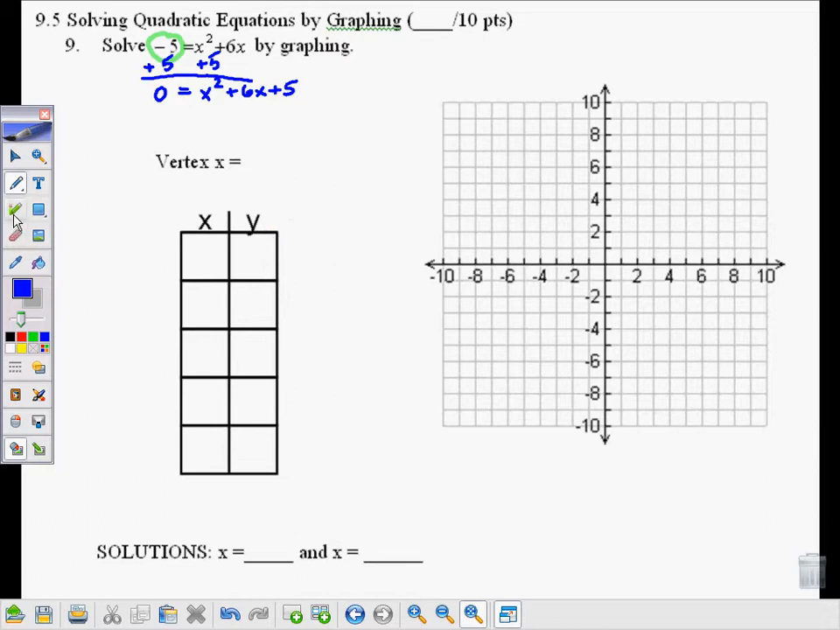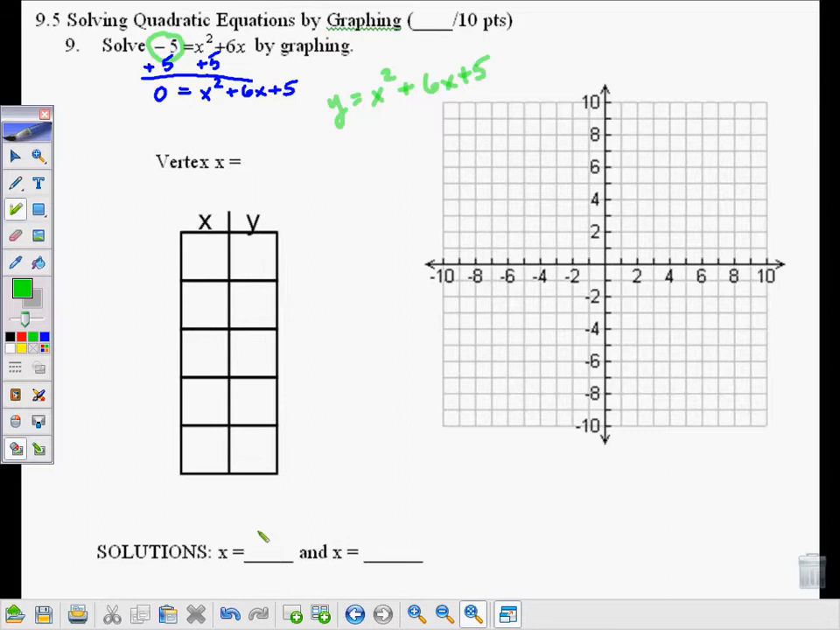From there, I'm going to graph this as if I was graphing y equals x squared plus 6x plus 5. So instead of 0, I'd be graphing y equals x squared, that whole deal. So that's what I would go through now and do.